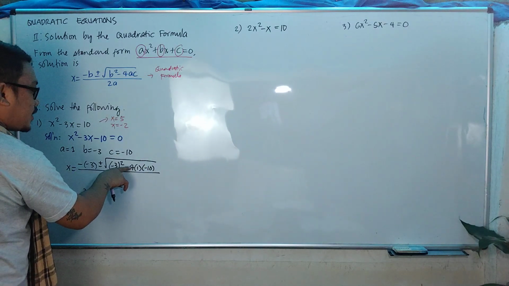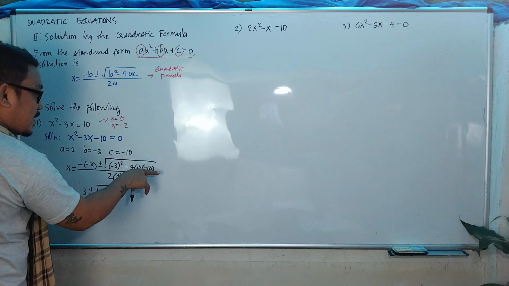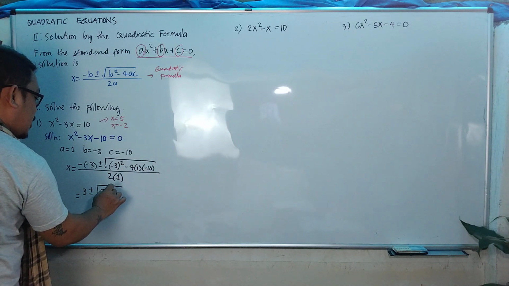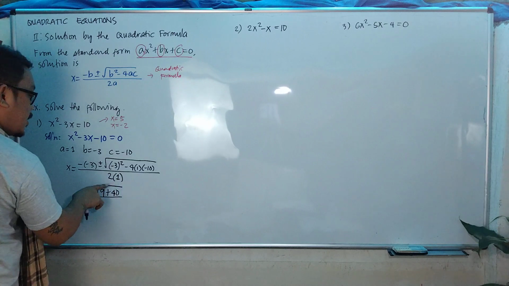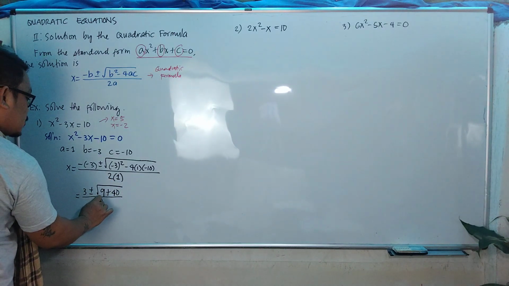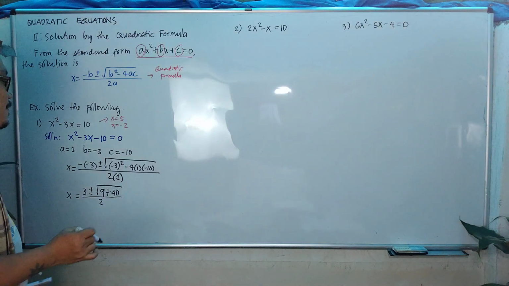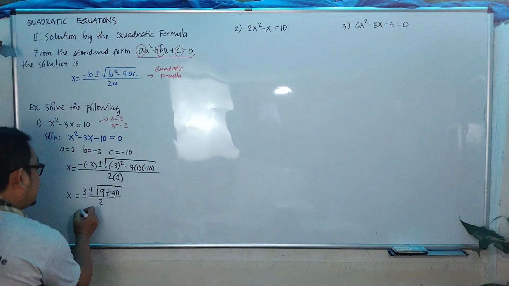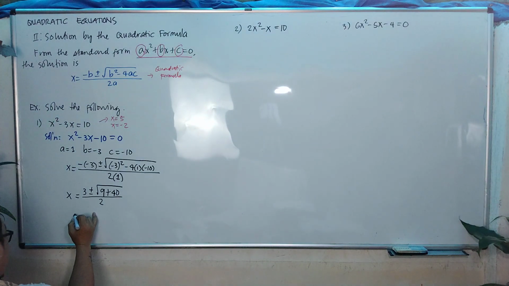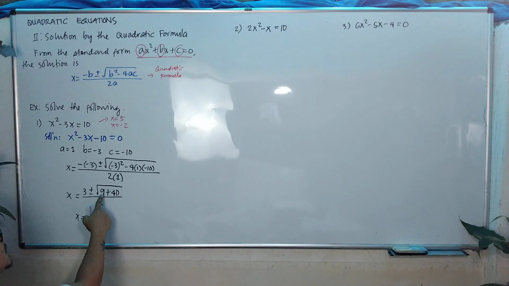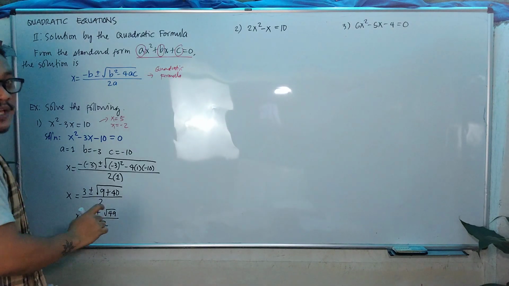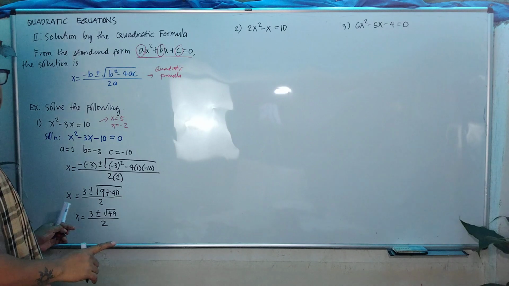Then, negative 4 times 1 is negative 4, times negative 10, so plus 40, all over 2 times 1, which is 2. Okay? Is everyone following, class? Okay, let's continue. So now you have x is equal to 3 plus minus. What is 9 plus 40? You have square root of 49 all over 2. So you just simply add 9 and 40.